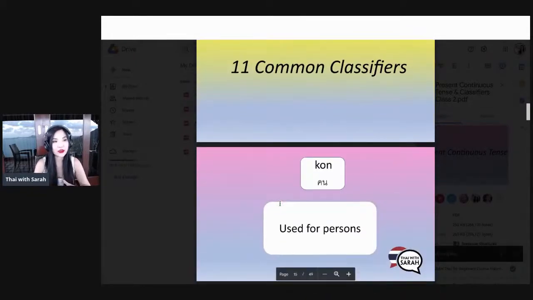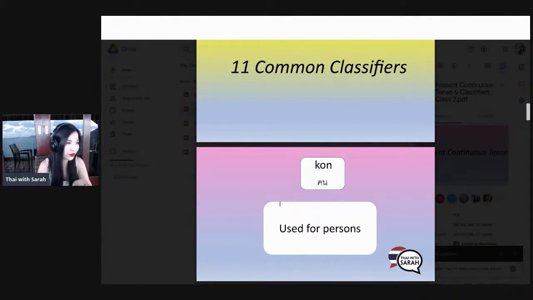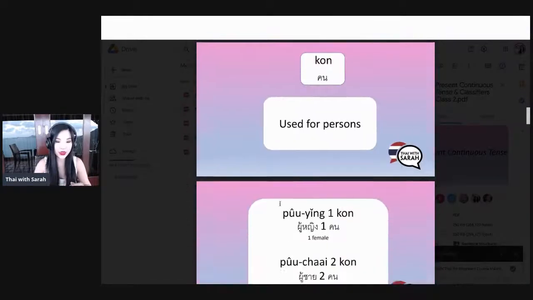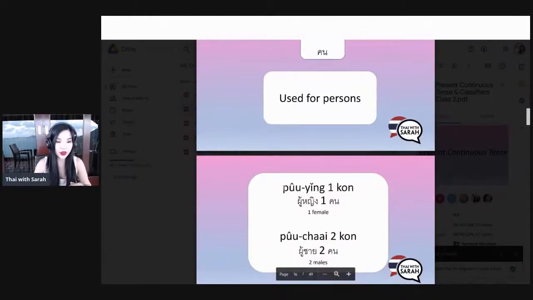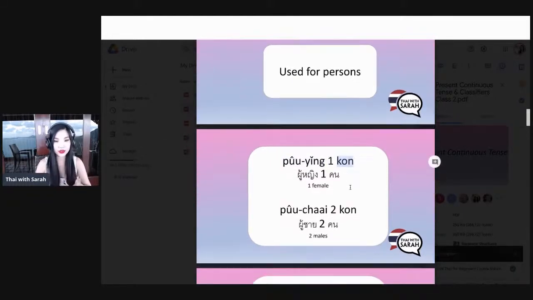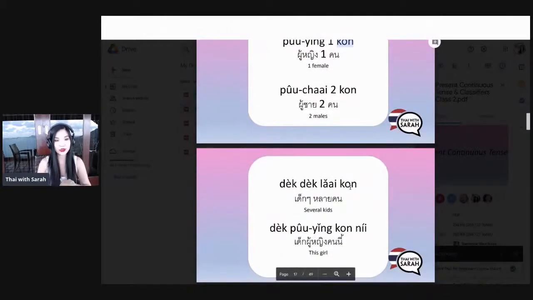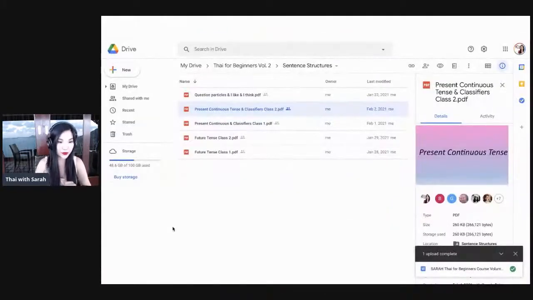Classifiers in Thai are a concept that doesn't exist in English. The concept of classifier exists because we don't have plural forms in Thai. So in English, we say one male, two females. In Thai, we say female, one, and then classifier. So you're going to get to learn classifier structure in this course as well.